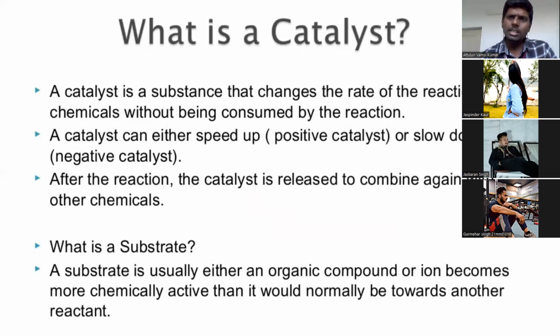So what is a catalyst? A catalyst is a substance that changes the rate of a chemical reaction. Either it will speed up the chemical reaction or it will slow it down. After the reaction, a catalyst is released to combine again with other chemicals. After participating in the enzyme reaction, this enzyme will go to the next substrate. And what is a substrate? A substrate is usually either an organic or ionic component that gets affected by the enzyme. The substrate will be converted to product. That is called a substrate. So now you know what an enzyme is and what a substrate is.